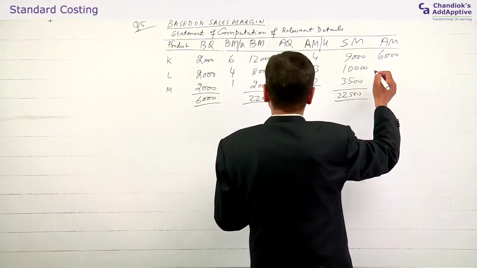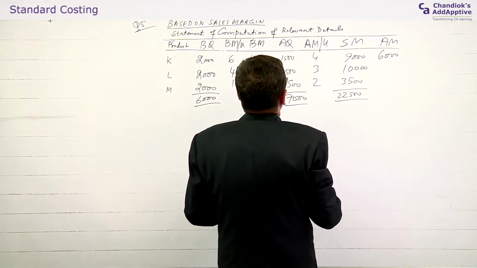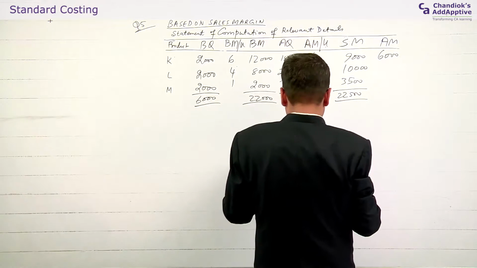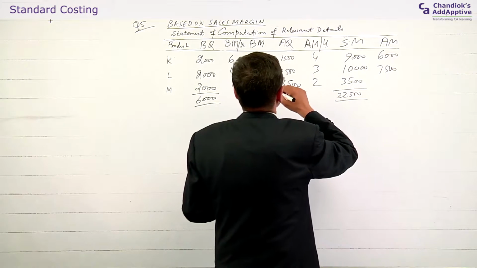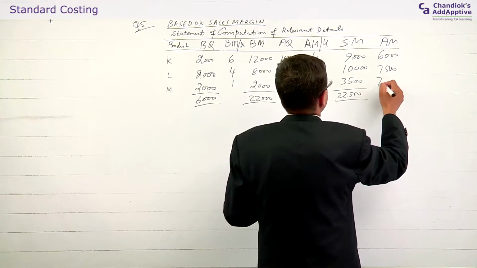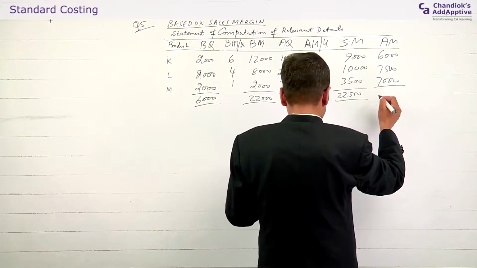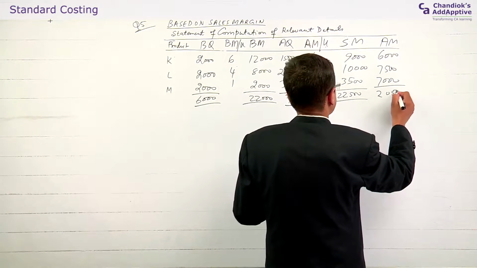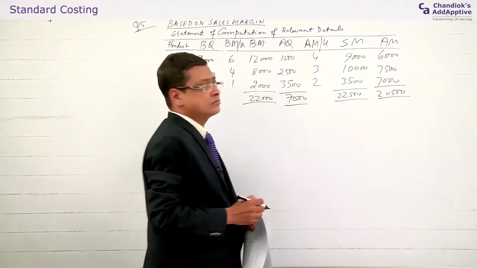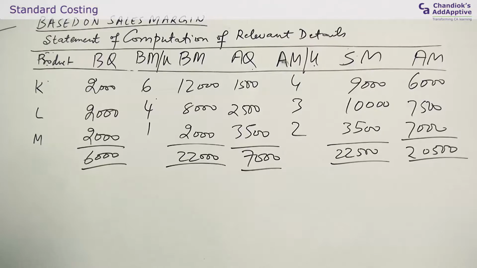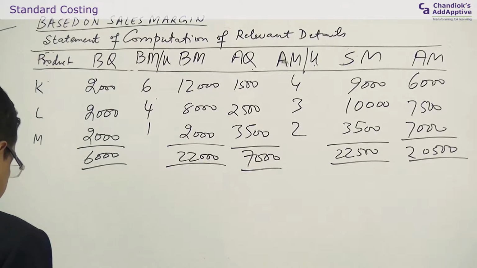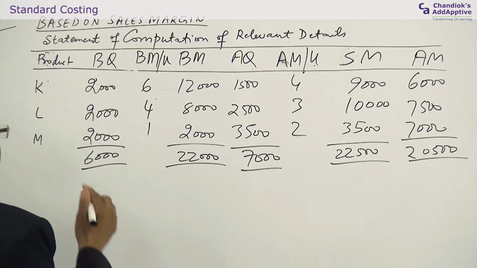The actual margin is actual margin per unit into actual quantity. 2500 into 3, 7500. This becomes 3500 into 2, 7000. So this becomes 20,500, right. So we proceed our calculation further, we compute the variance.